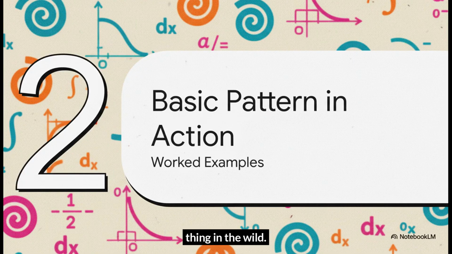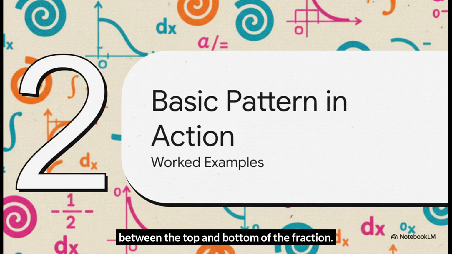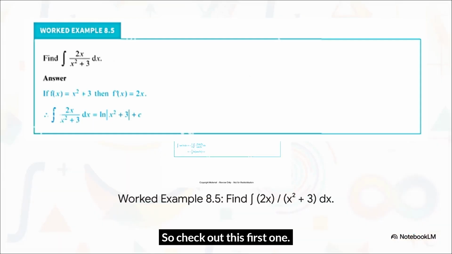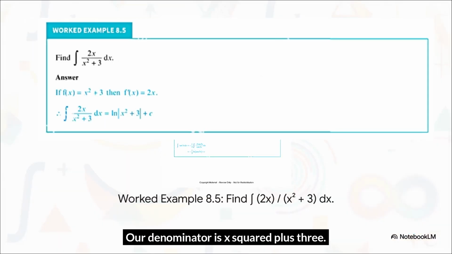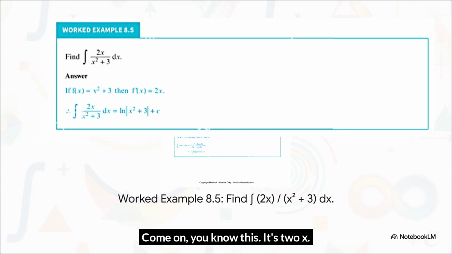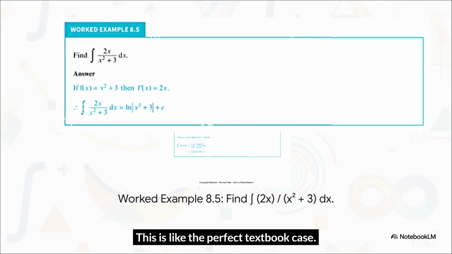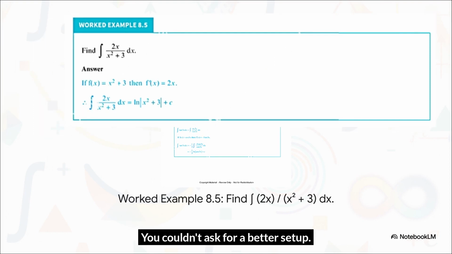Okay, enough with the theory. Let's see this thing in the wild. We're going to start with some pretty straightforward examples, just to get your brain trained to spot that key relationship between the top and bottom of the fraction. So check out this first one. Our denominator is x squared plus 3. Now what happens when you take the derivative of that? Come on, you know this, it's 2x. And would you look at that? 2x is sitting right there in the numerator. This is like the perfect textbook case. You couldn't ask for a better setup.